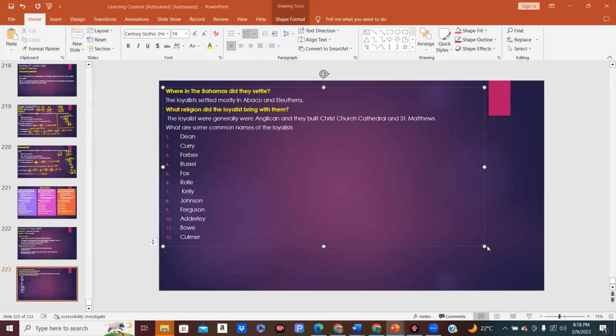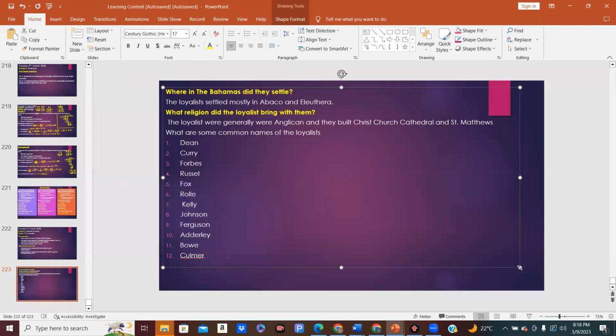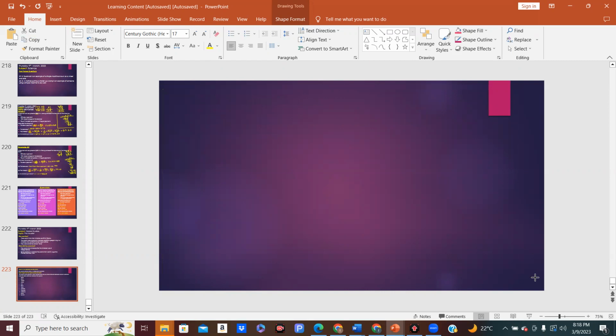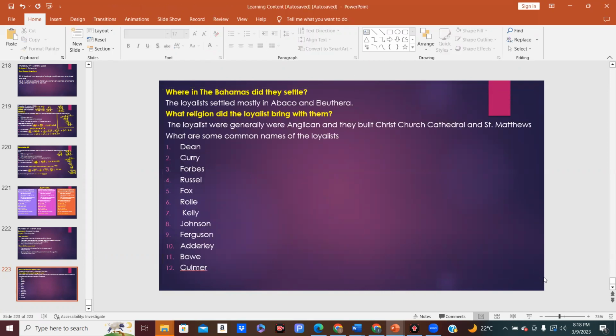Is Miller in one of them? Not on my list. Okay. So let me make sure I have everything. Dean, Curry, Forbes, Fox, Russell, Rolle, Kelly. What about Bean? Ferguson, Adderley, Bo, and Calma. I'm not sure. I only have these 12 on my list.